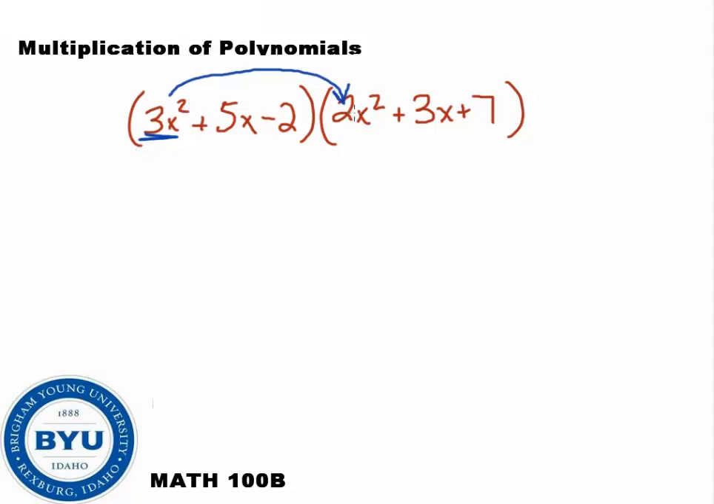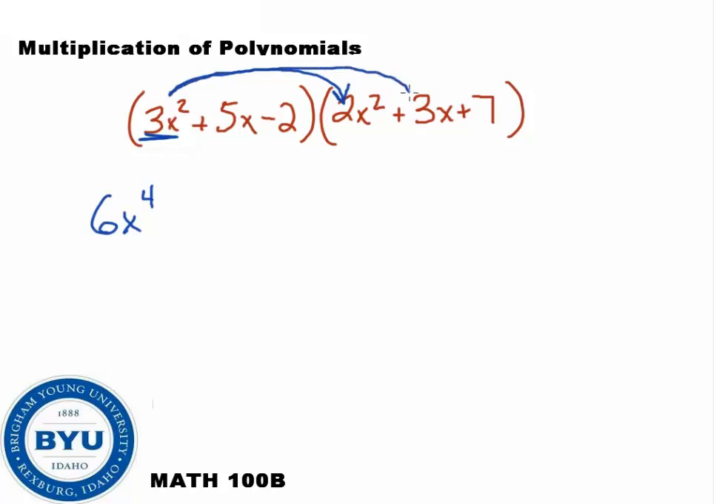3x squared times 2x squared. Okay, so I'm going to multiply the numbers, 3 and 2. That's 6x. And remember, when you multiply powers, what do you do with the exponents? You add them. Yeah, you're right. So 6x to the 4th is what we get.